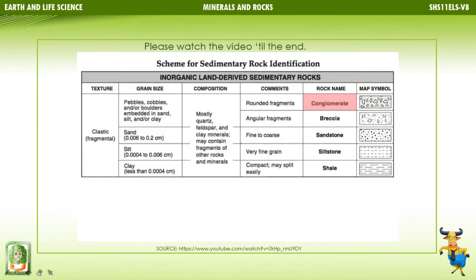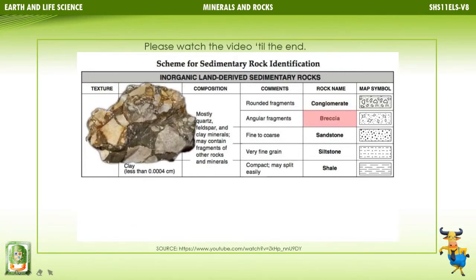If those sediments were angular, I would have a breccia, seen here. Again, a mixture of large and small sediments. Keep in mind, we don't care what these rocks are. We don't care what the mineral makeup is. As long as it's a bunch of different things compacted, cemented together, then we have a sedimentary clastic rock.